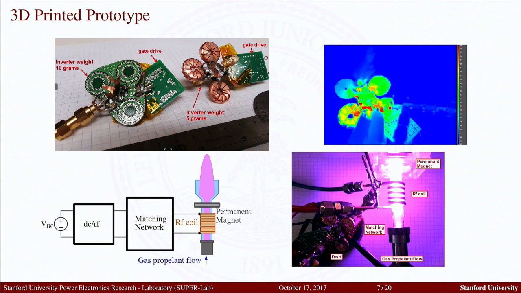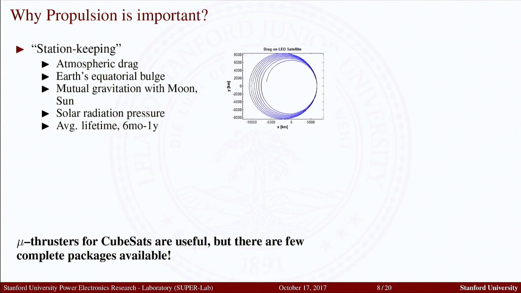So this is a very lightweight converter that is capable of striking a very powerful plasma. Where do we want to take this? To infinity and beyond. Essentially, we want to use this to make thrusters for satellites.